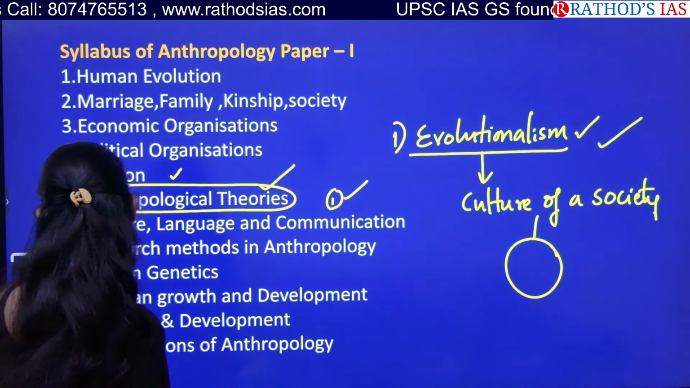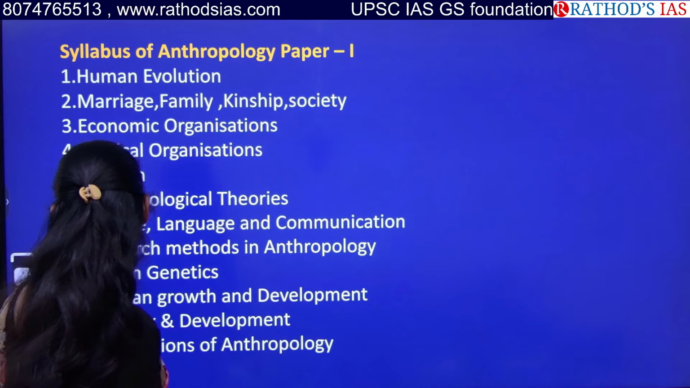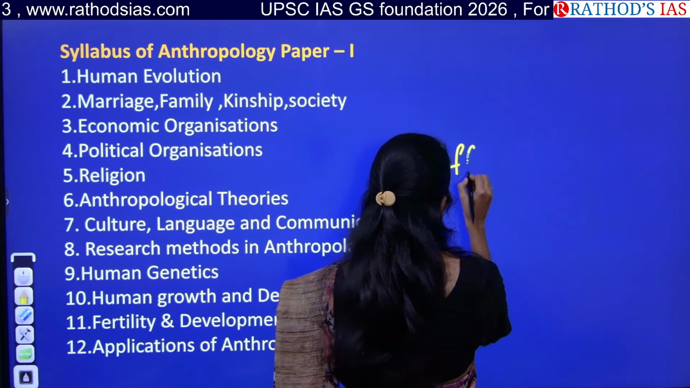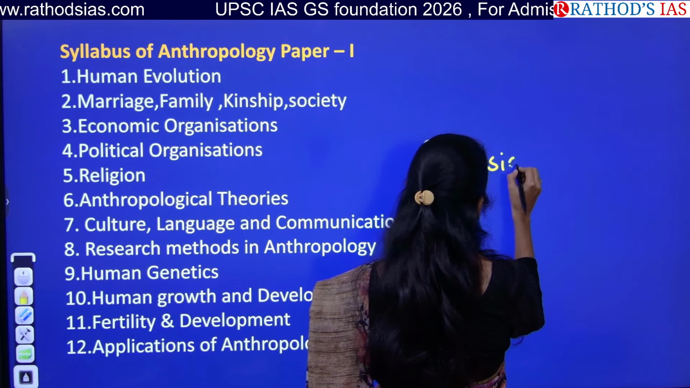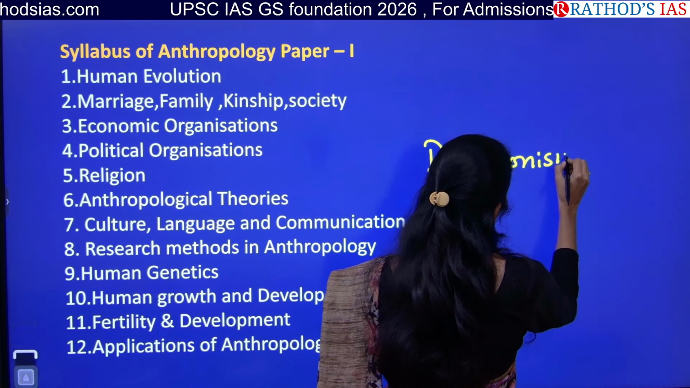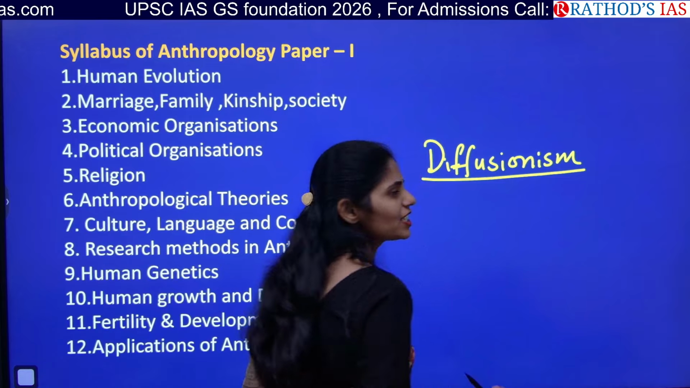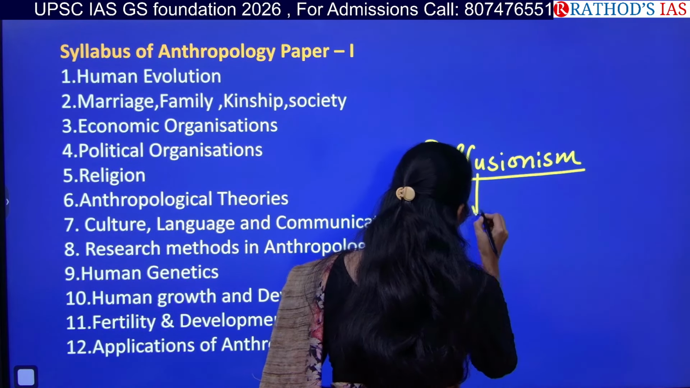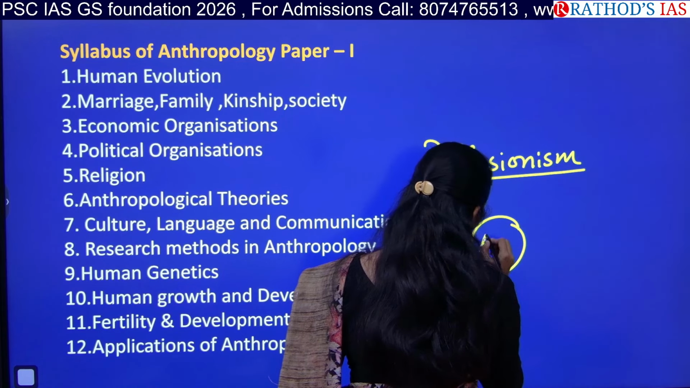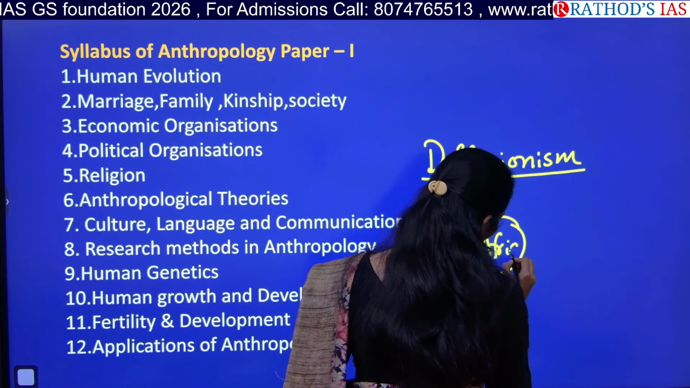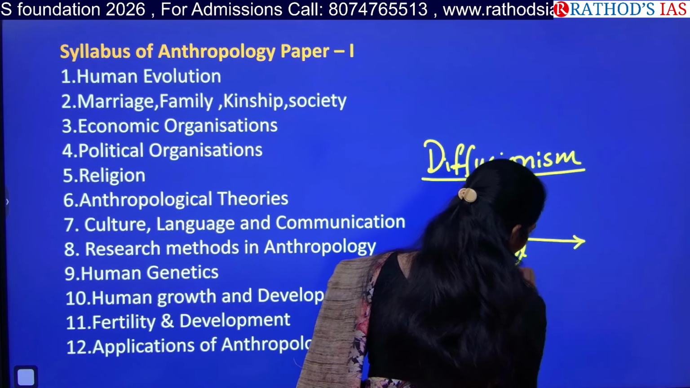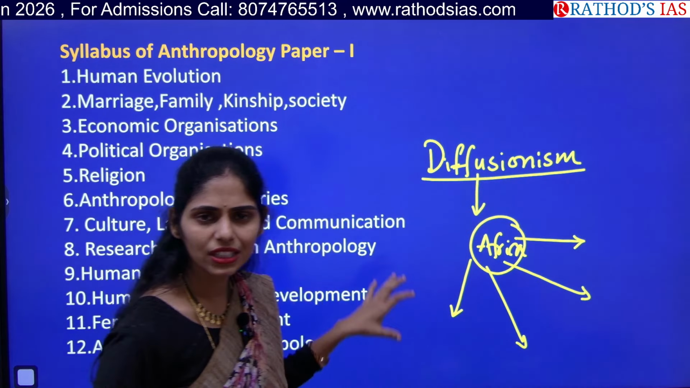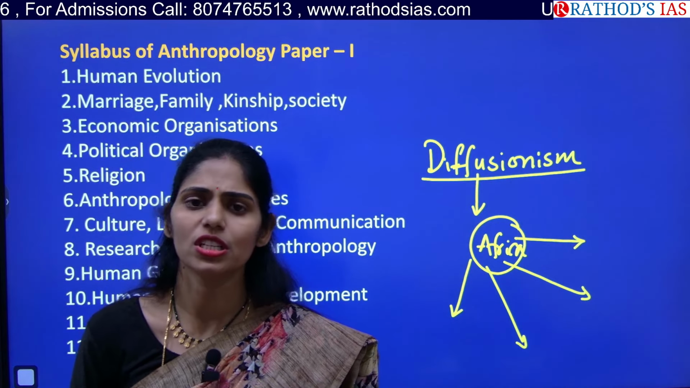And the second theory will be very interesting. It is called diffusionism. Second theory is diffusionism. Okay, so this diffusionism says that the culture of a society, every culture, originated from Africa, so from Africa it had been diffused to different societies. So this is the thing which is mainly said by the diffusionism theory.